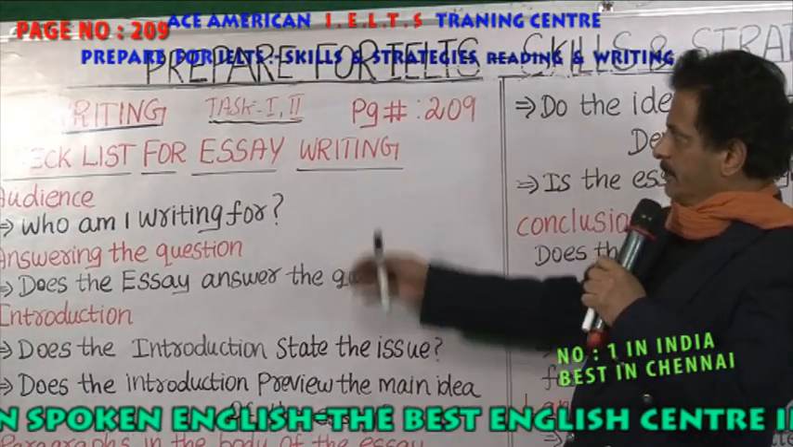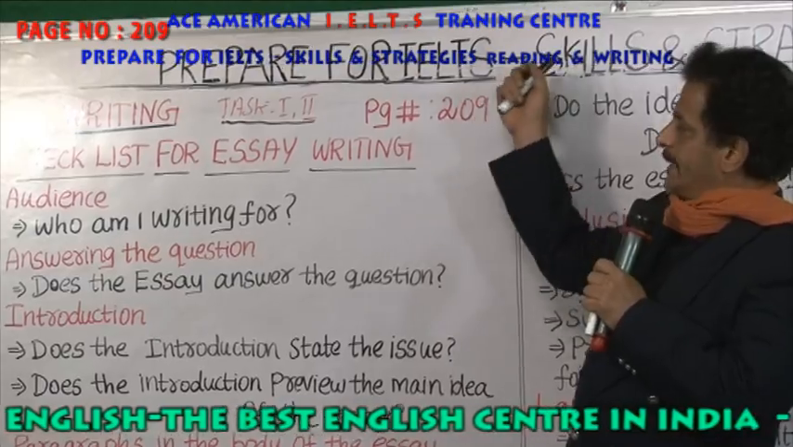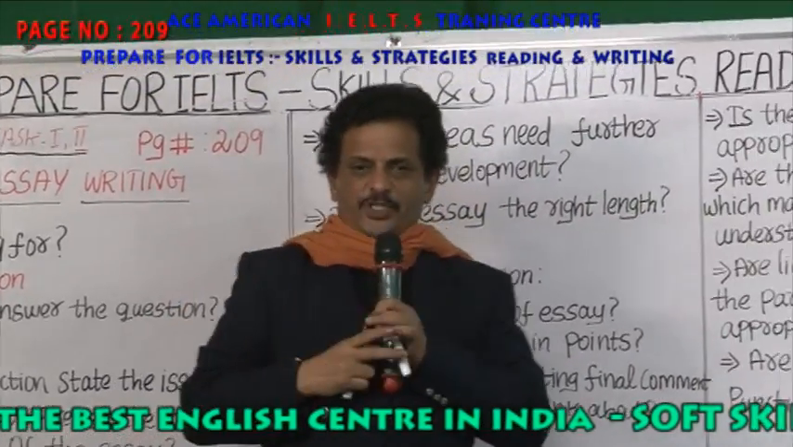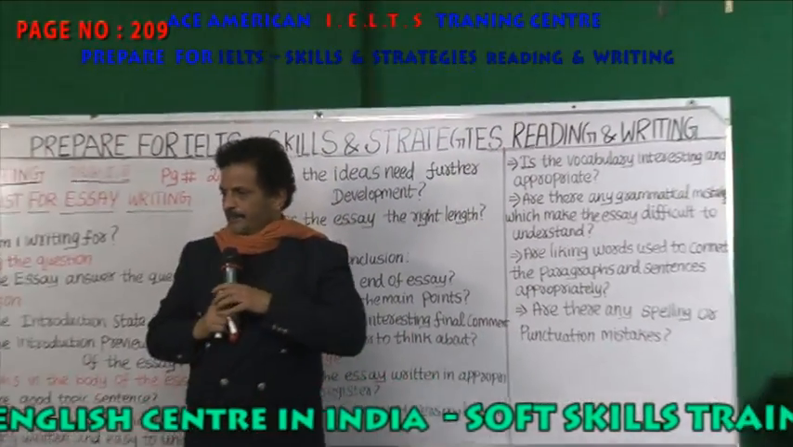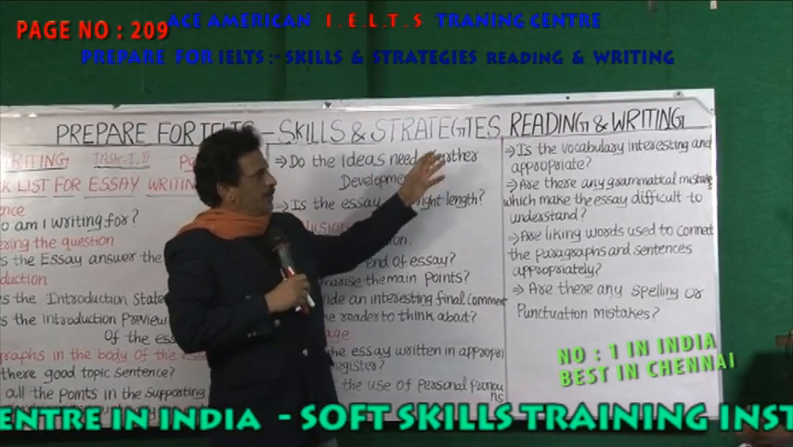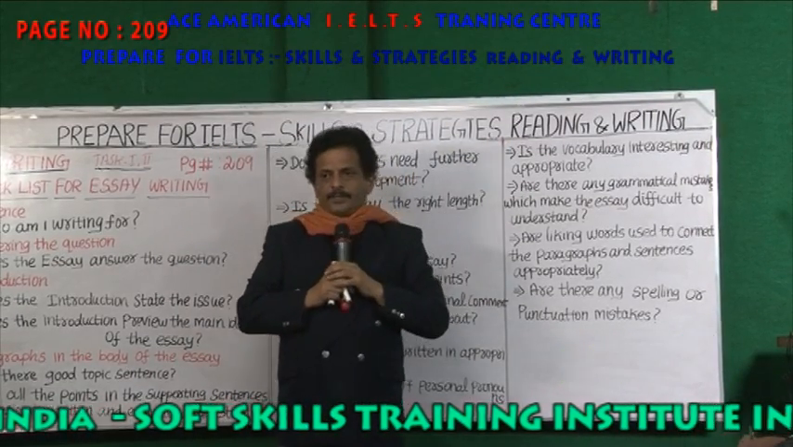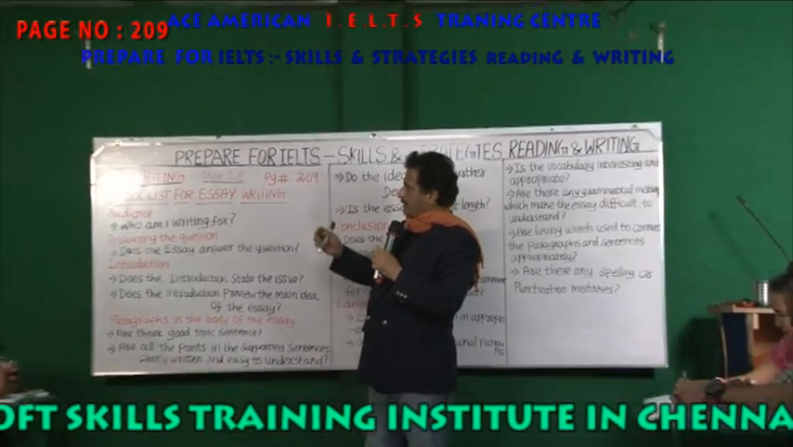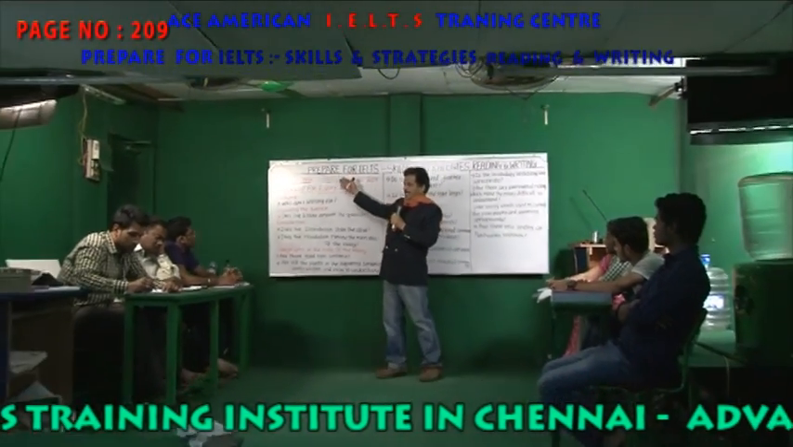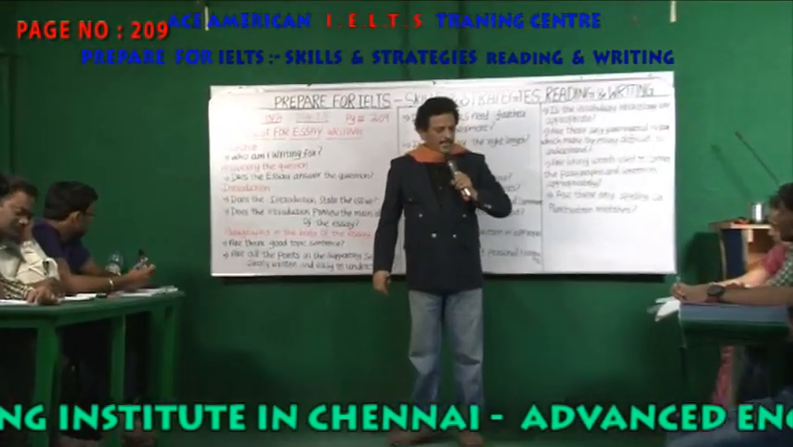Dear friends, take your book, Prepare for I.E.L.T.S. It is the skills and strategies. What do you mean by skills? The techniques are taught to you, the reading and writing. So the book is reading and writing. You have come here to the writing part, Task 1 and Task 2. What is task 1 and task 2?